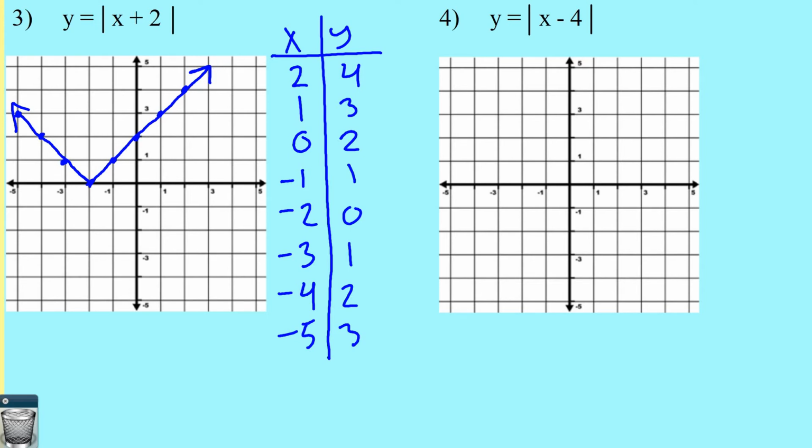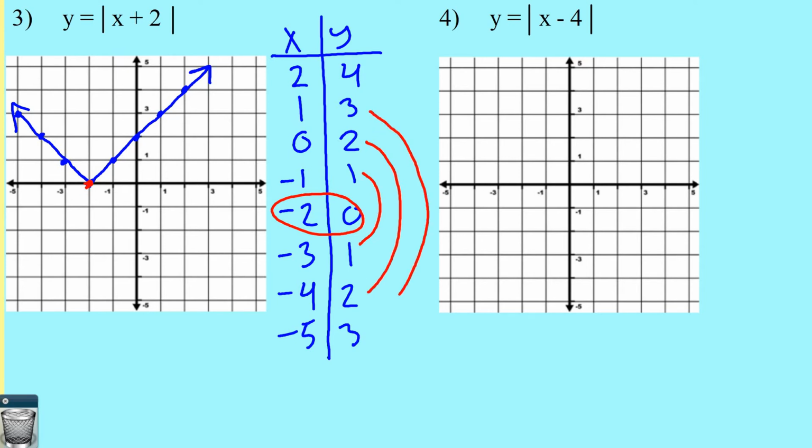So now that we've got our graph here, one key thing to notice is we didn't start getting the V until, notice our Y values. There's a pattern. Notice our turning point was right here. The corner of our V is at -2, 0. And then look at our Y values.